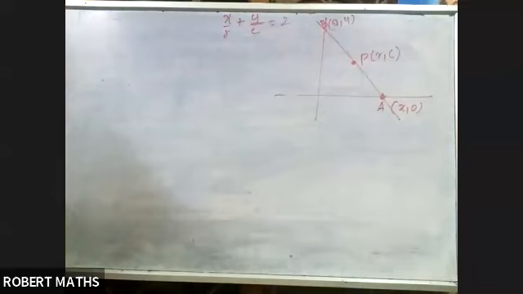Now it was given that x by r plus y by c equals 2. We want to find out the equation of the line.